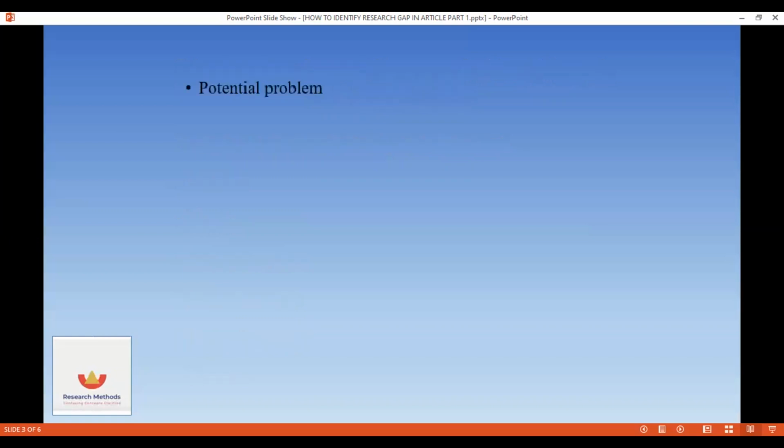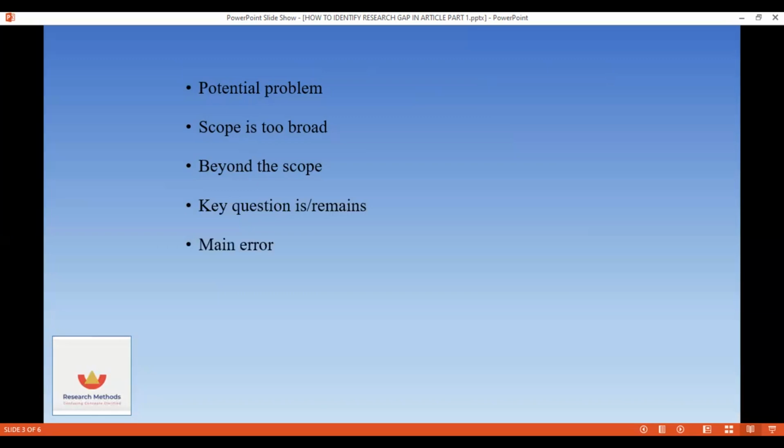in their studies. Other researchers use the words and phrases like potential problem, scope is too broad, beyond the scope, key question is or remains, main error, lack of, source of uncertainty, or problematic to represent the research gap that is present in their study.